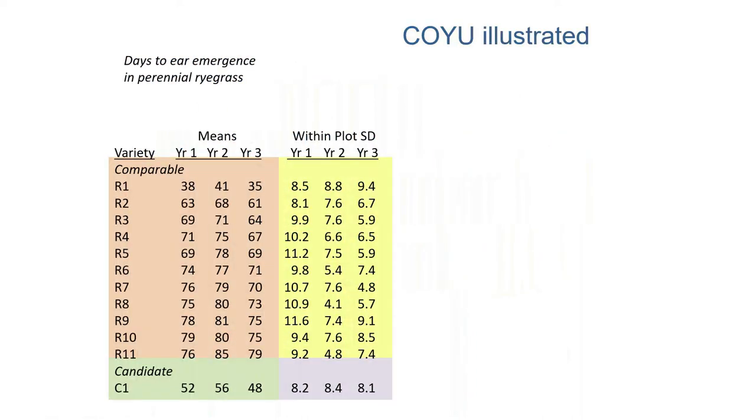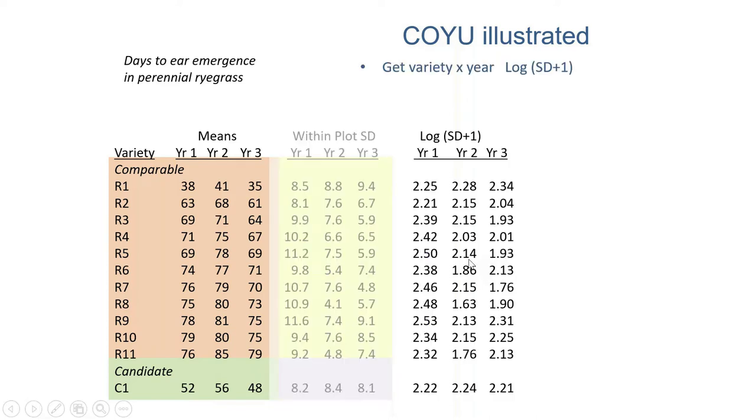We'll now turn to COI-U, which is for uniformity testing. And again, we're still looking at perennial ryegrass, and our characteristic is days to ear emergence. And here, we use both the means for our varieties and also the standard deviations. And we have data for all the comparable varieties, but I'm only looking at one candidate variety, just to keep it simple. And the first thing that we do is that we convert our standard deviations into log standard deviations. We simply take these standard deviations, add one, and take the natural logarithm. So that's all these data are.